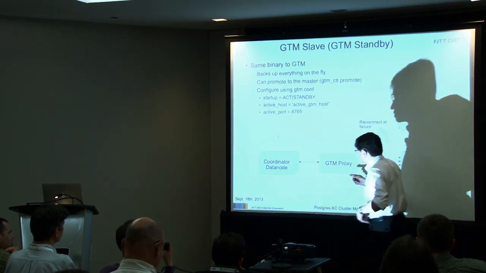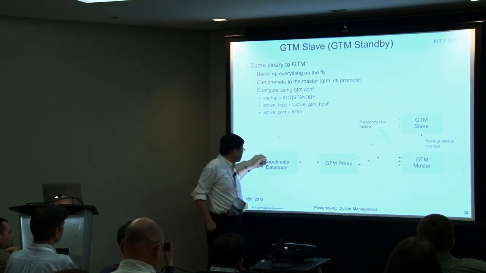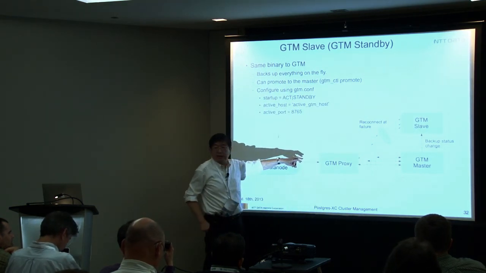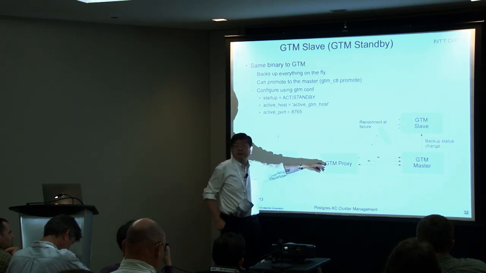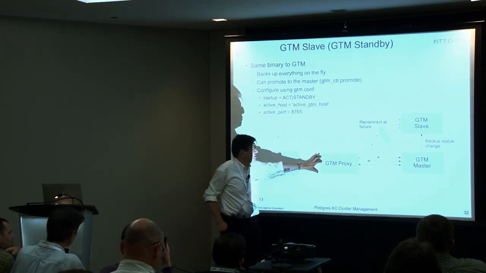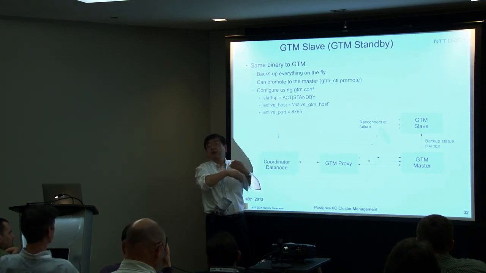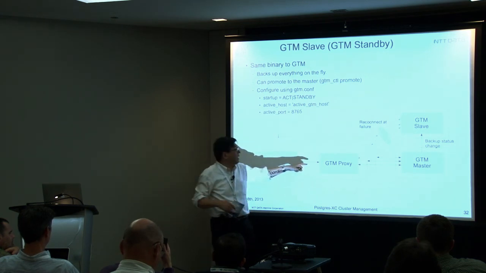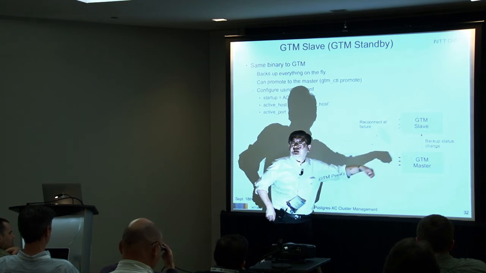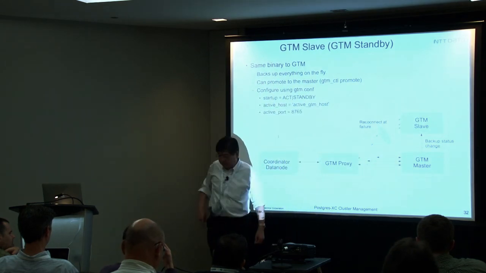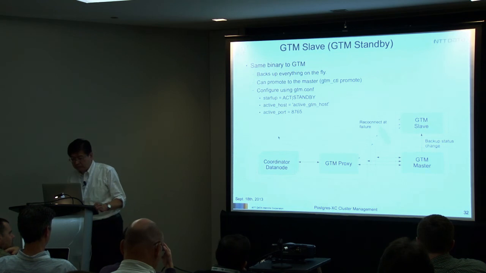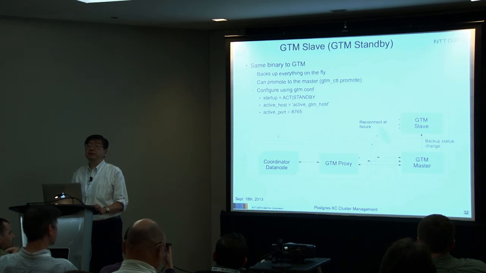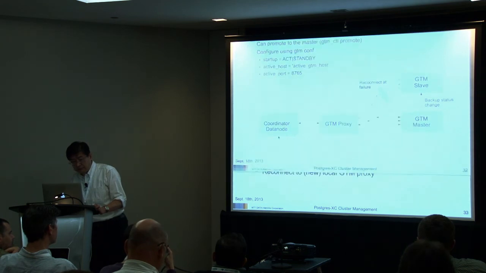Okay, because, for example, when each coordinator begins a new transaction, it asks for a new GXID. And the GTM proxy groups all such requests into a single packet, a single message, and sends this to the GTM. So you're saying it's batched? Yeah. Any more questions about it? Okay.